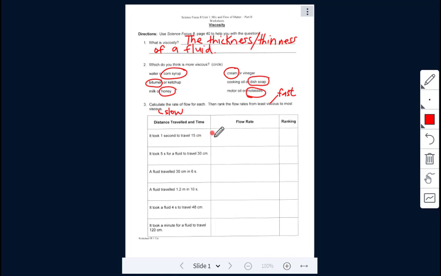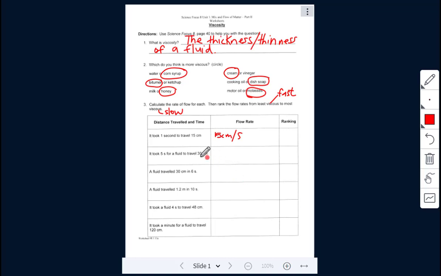So the first one's pretty easy to figure out its flow rate. It took 1 second to travel 15 centimeters. So our flow rate would be 15 centimeters per second. All right, so that's what we have to do for all of them, is put them per second. That way we have a unit rate, and then we can compare them all. So they all should be put into centimeters per second, and then we can compare the flow rate.